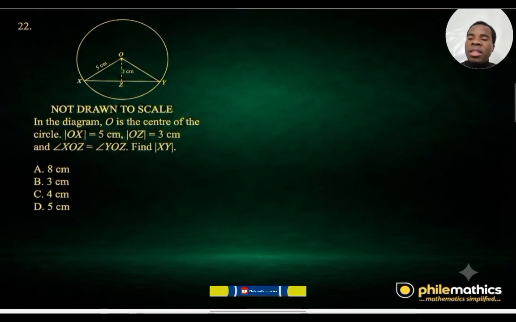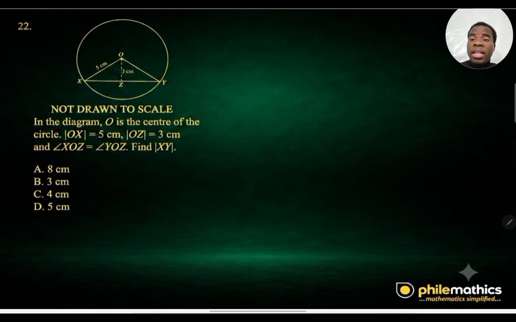This problem talks about circle theorem that's not drawn to scale. It says in the diagram, O is the center of the circle. Length OX is 5 cm, length OZ is 3 cm, and angle XOZ is same as angle YOZ. Find the length of XY. This basically tests your knowledge of Pythagoras theorem, and it trickles down from circle theory.